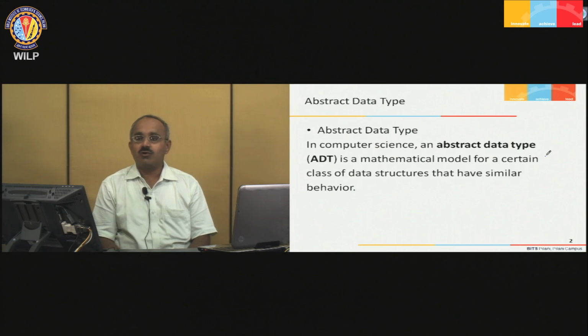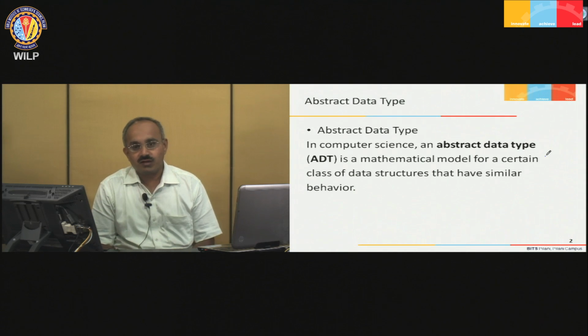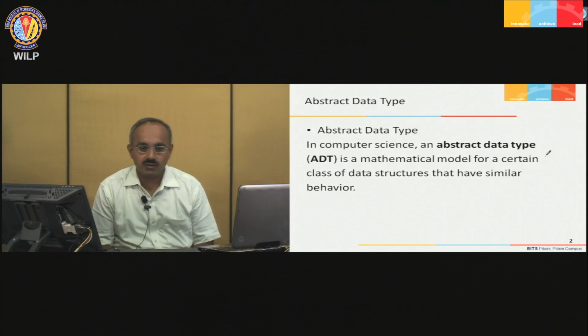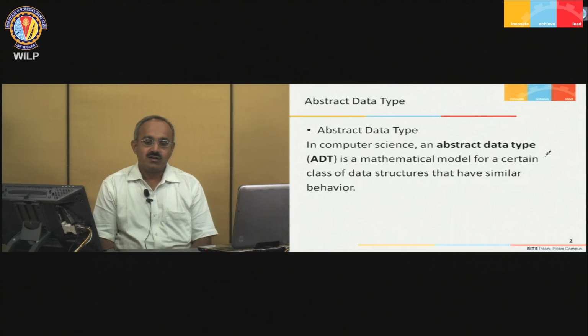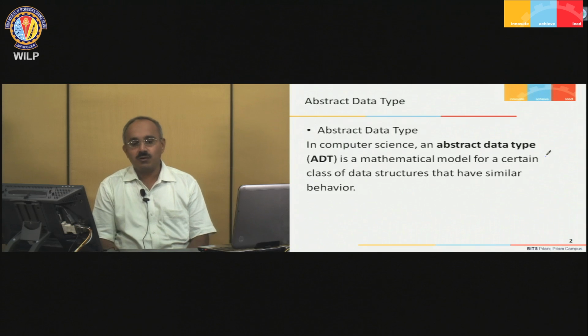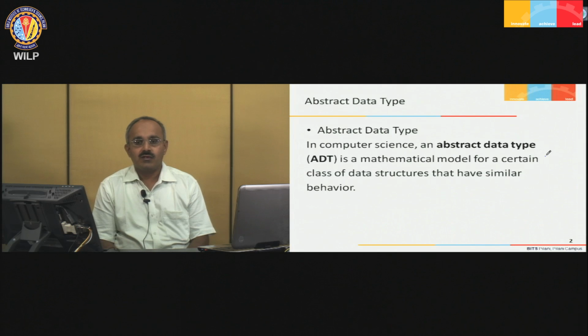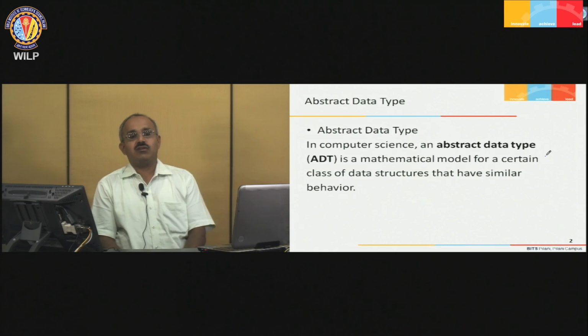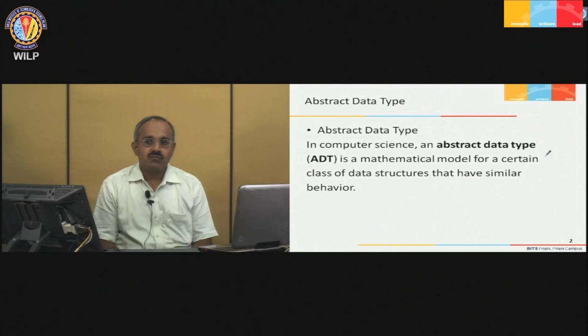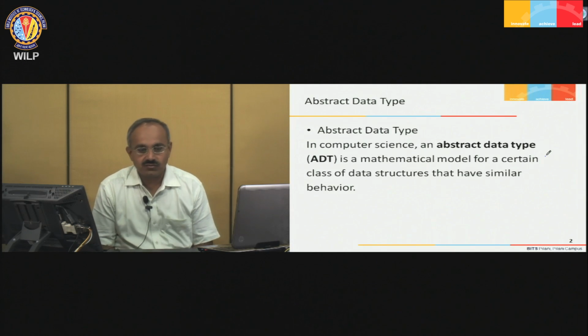It is a mathematical model for a class of data structures that have similar behavior. In the sense, typically as we know, the data that we handle or the way we are going to represent it is going to have commonality in the way we are going to operate on it, and an abstract data type would try to capture that abstractness. So once we know in general how to work with abstract data types, we can as well move over from abstract data types to data structures.